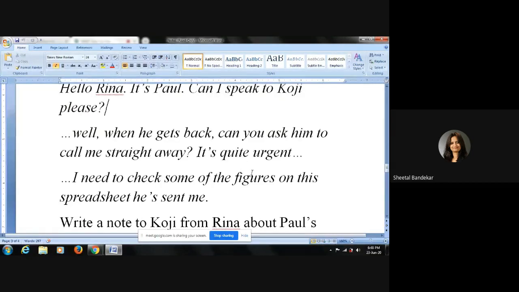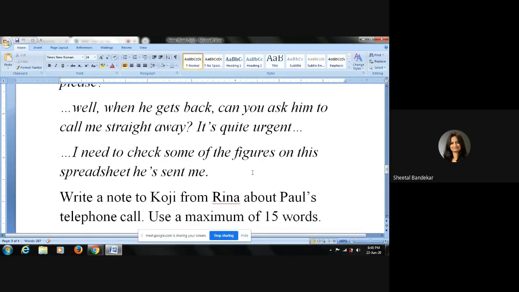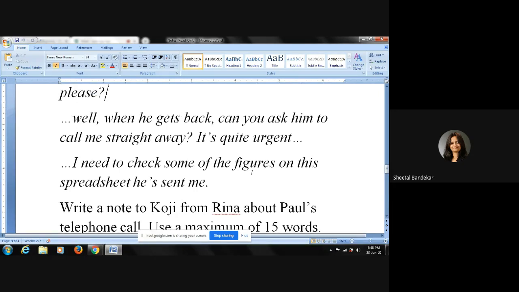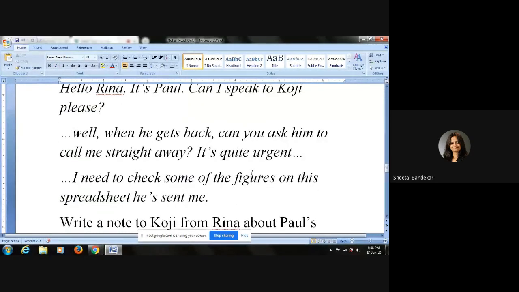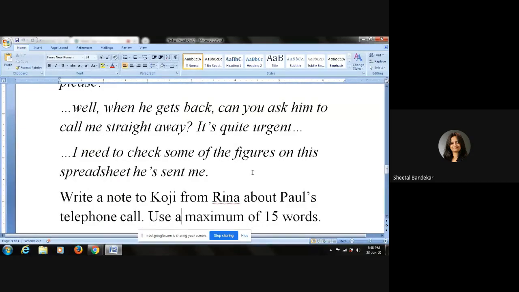Now the question could be asked like this: write a note to Koji from Reena about Paul's telephone call. Use a maximum of 15 words. Now assume that you are Reena. Paul has left a message for Koji, which is noted by Reena. So Reena has to write a note to Koji. Since you're writing it on a sticky note, you can't write a lengthy essay. You must understand the tactics, the rules and regulations, how short it has to be. At the same time, the entire information has to be delivered in the right way.